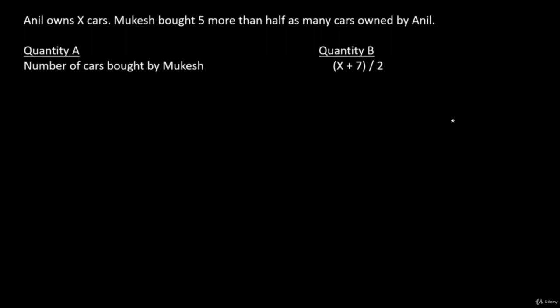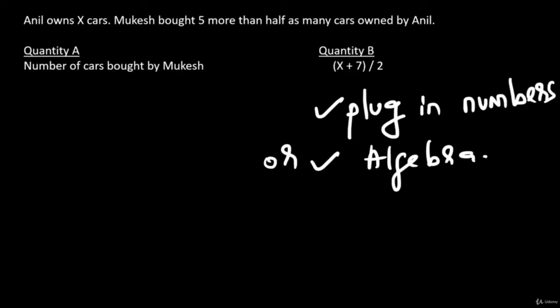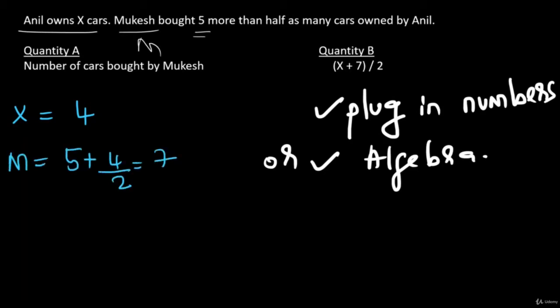Now you can solve this question either by plugging in numbers or by using algebra. Let's try both. Now if I take x as 4, that is the number of cars owned by Anil. Alright, what would be the number of cars that Mukesh has bought? That would be 5 more than half as many owned by Anil, which is 4, right? So let's take that as M. M would be equal to 5 plus 4 by 2, which is equal to 7.